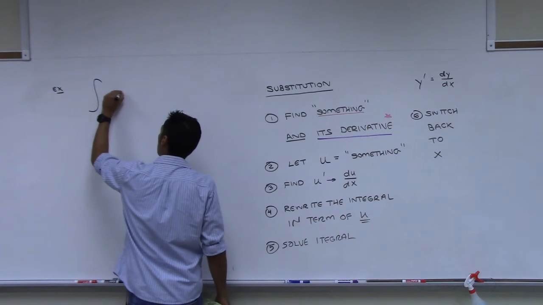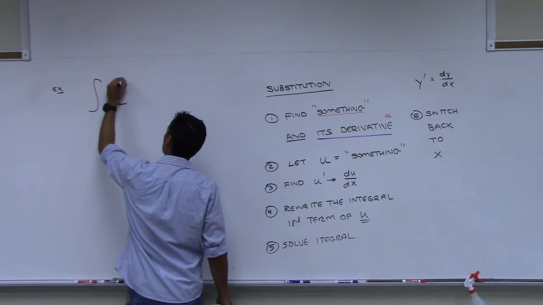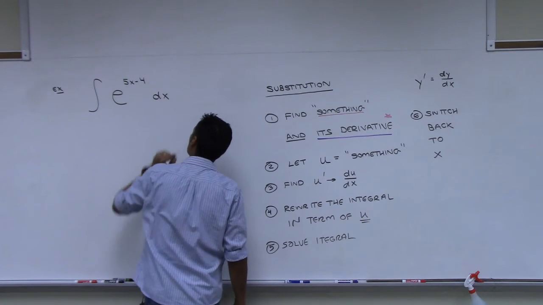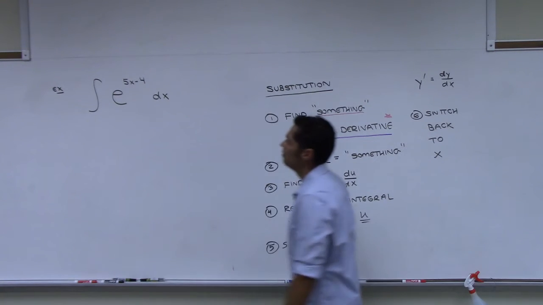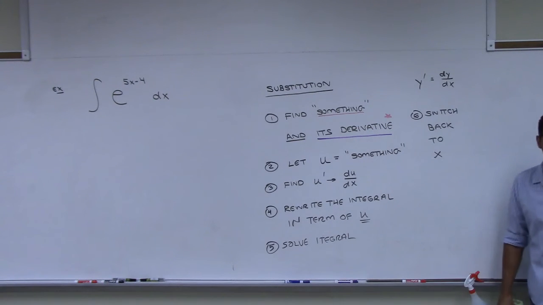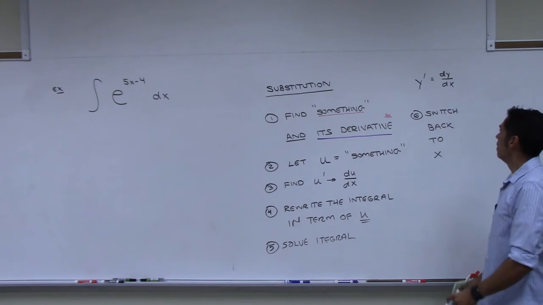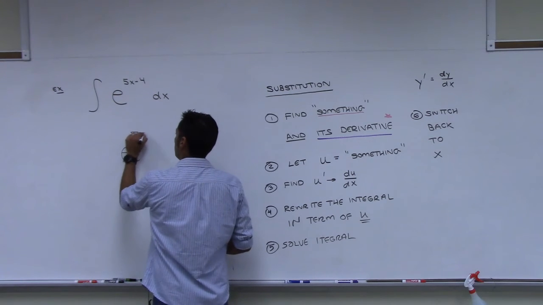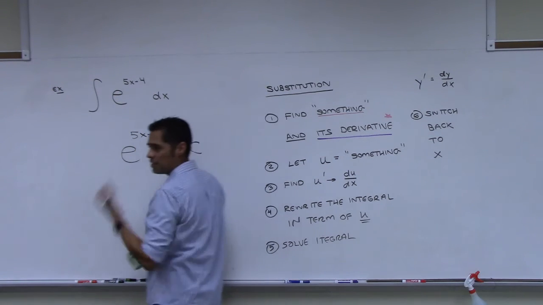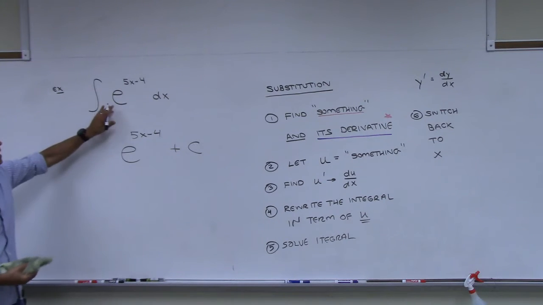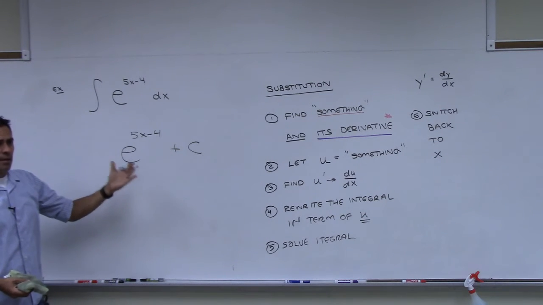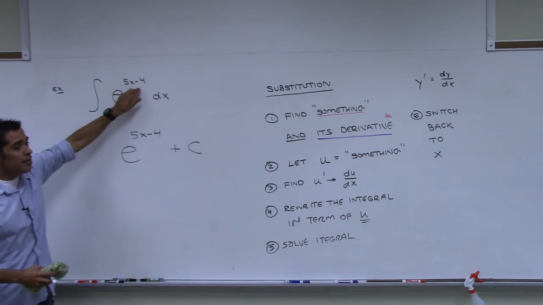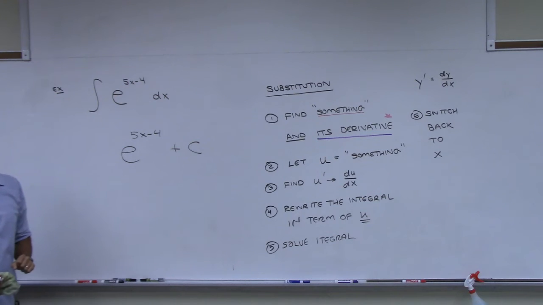Antiderivative of e to the 5x minus 4 dx. Yeah, let's do that. So you might think that the antiderivative of this is just this. That's what you might think, because I've told you the antiderivative of e is itself, right? That's true if it's e to the x. But if it's e to something other than x, like this, then it's more complicated.